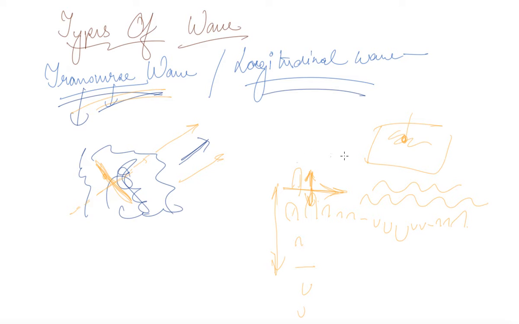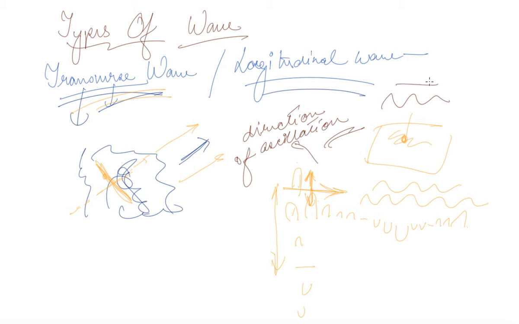I'll write this with a different color: direction of oscillation. Oscillate means to move to and fro. And how is the wave going? How do we see the disturbance? It's going in this way. One wave will come and it will take this. So it's going in this particular direction.